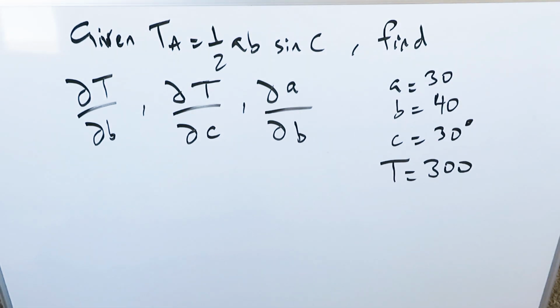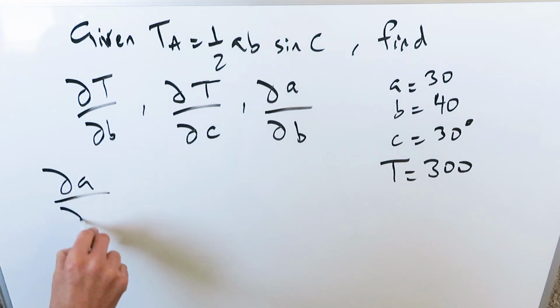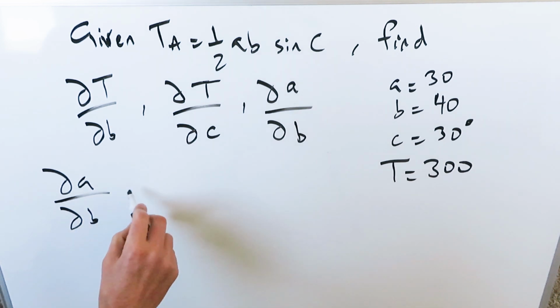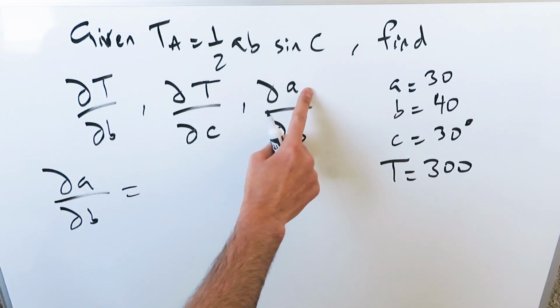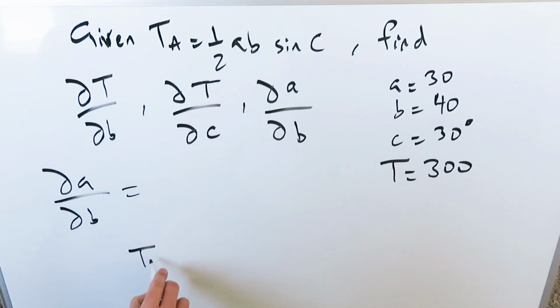We end with this last one, rate of change of A with respect to B. Partial derivatives coming through. This is what I have, rate of change of A with respect to B. Now how do I present my equation? You know you're looking here at something which is A equals. So take this equation and solve for A. I have total area times 2 divided by B sine C should be equal to A.